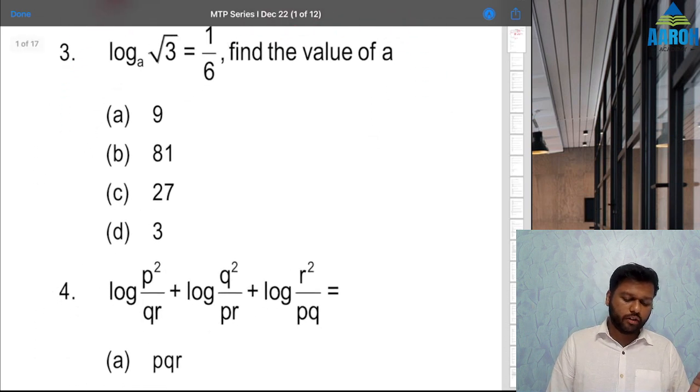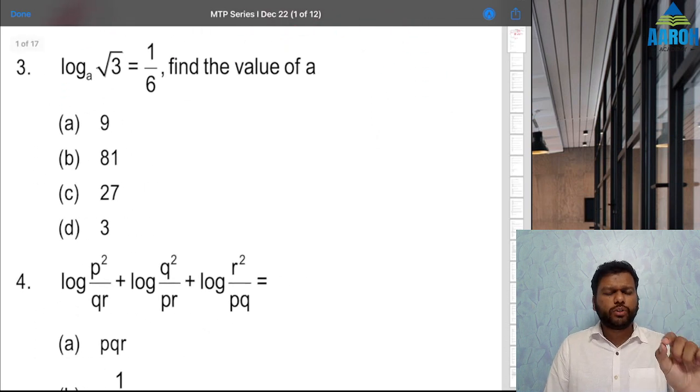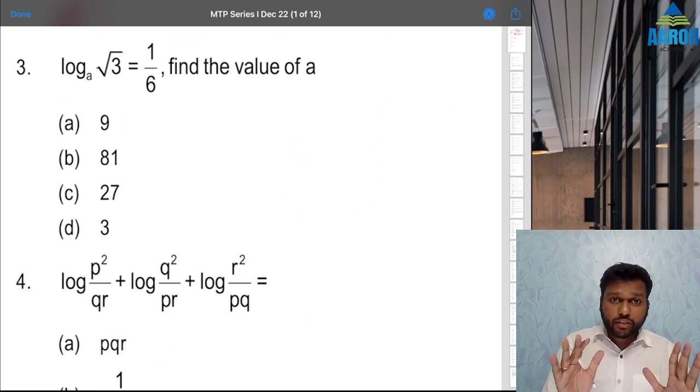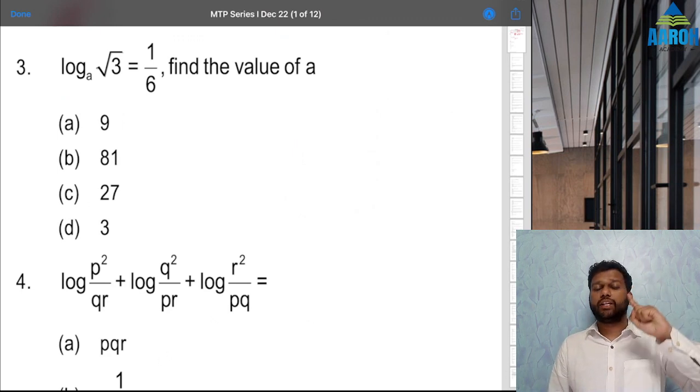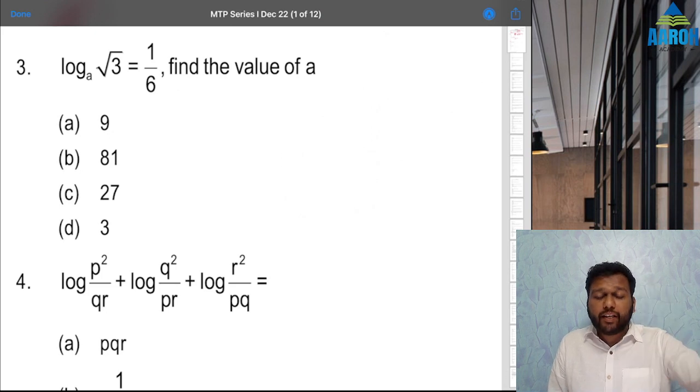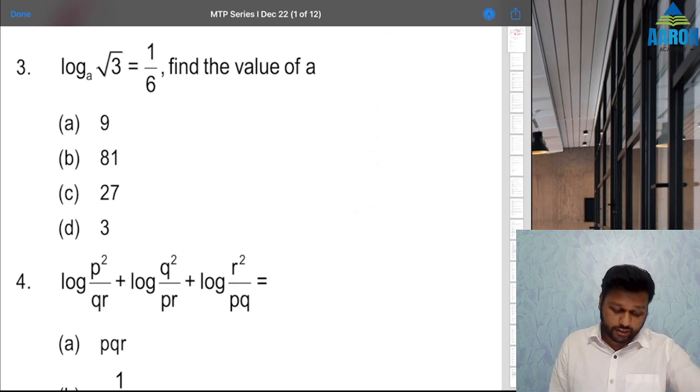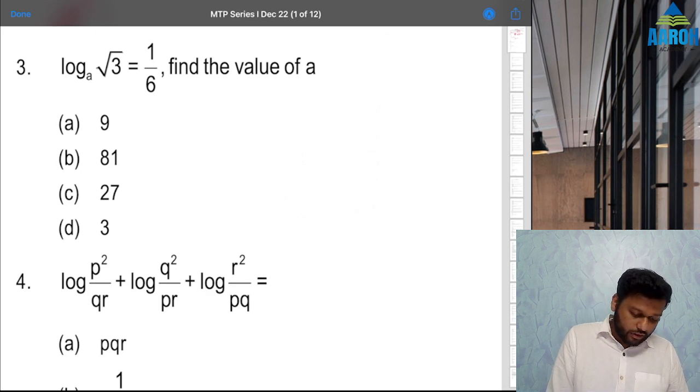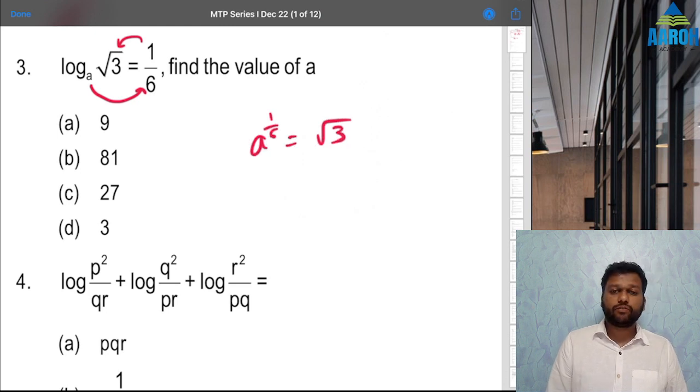Third, log, but simple question. Log root 3 to base A is 1 by 6. Find value of A. You must know the relationship between logarithm and indices. It is like log is opposite of indices. So you must be able to rearrange log into indices. How? This raised to this is equal to this. A raised to 1 by 6 is equal to root 3. Right?